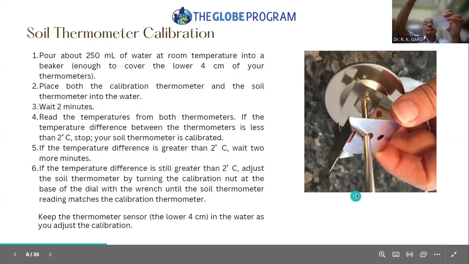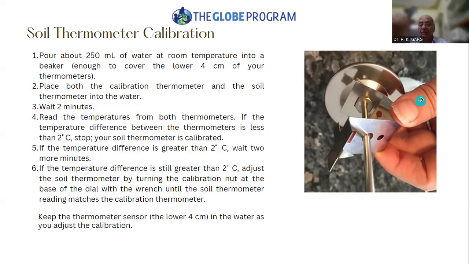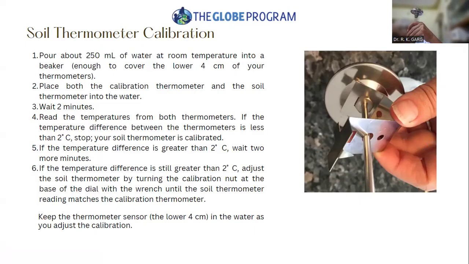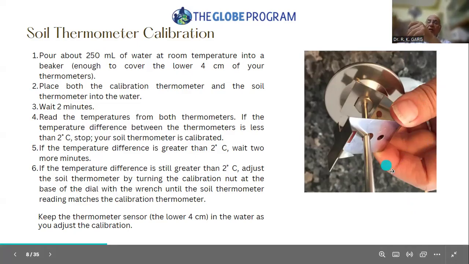So it has become an ice bath. And in the ice bath, when there is a freezing temperature, then the soil thermometer should show 0 degrees Celsius. Another method is that we have already a calibrated thermometer with us. And in this, we can put our instrument, that is the soil thermometer, as well as the calibrated thermometer. This is a calibrated thermometer.